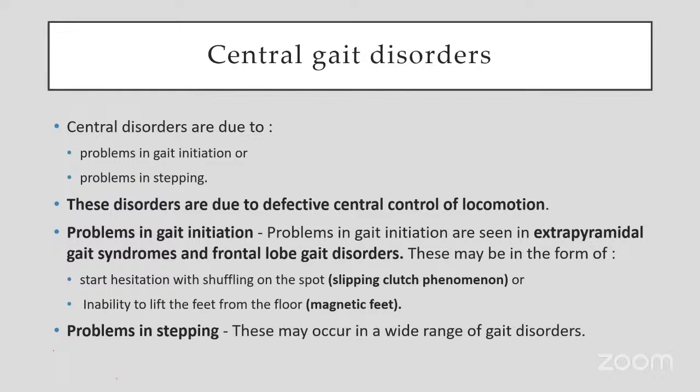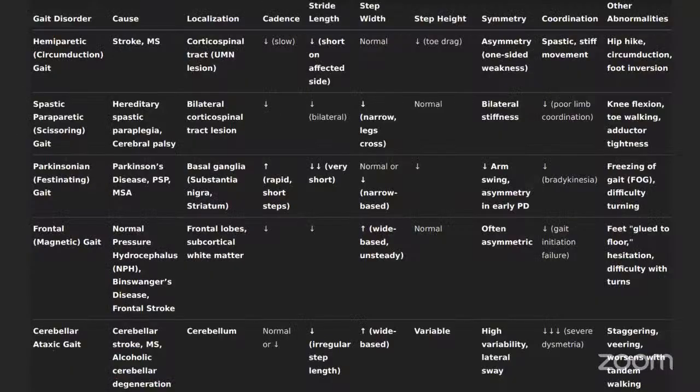Sir, I have prepared a short table on the central gait disorders. Hemiparetic gait, the localization is corticospinal tract. The cadence is slow. Stride length is short on the affected side. The step height is decreased due to the toe drag. There is asymmetry, and the limbs are spastic with difficulty in coordination and stiff movement. There can be hip hike, circumduction, or foot inversion.